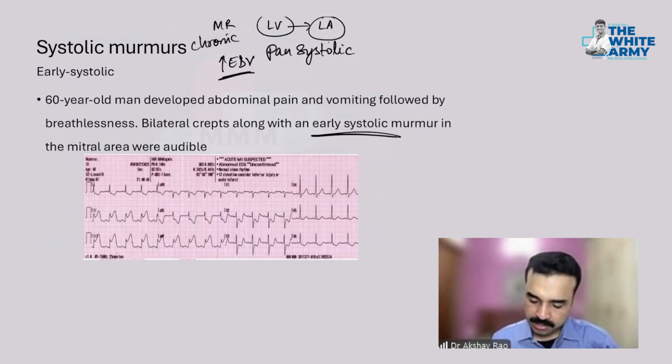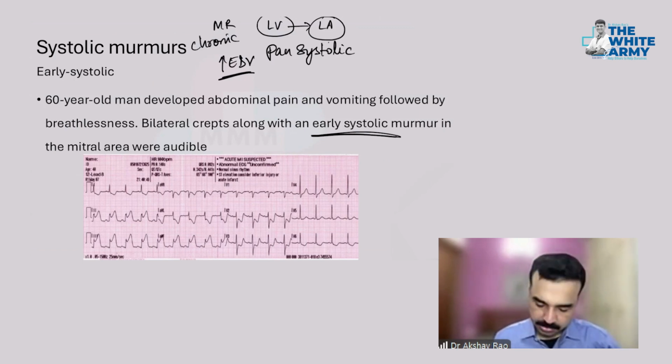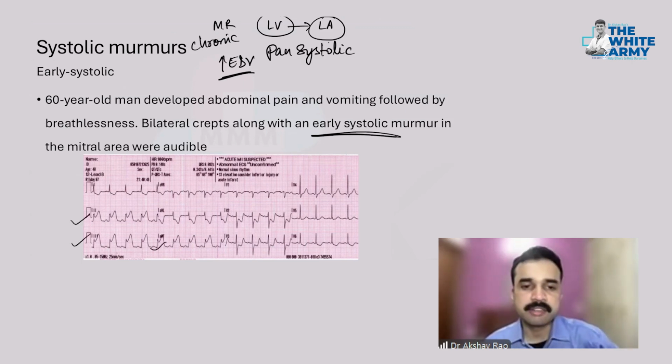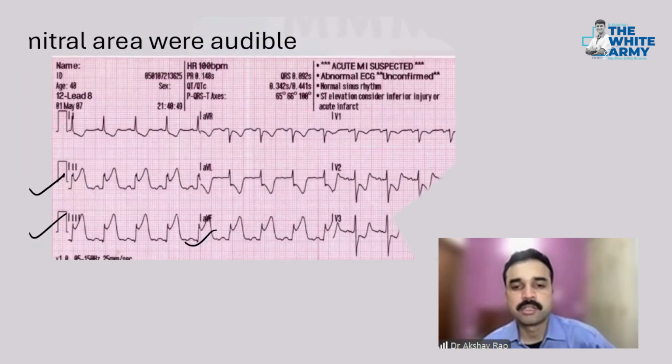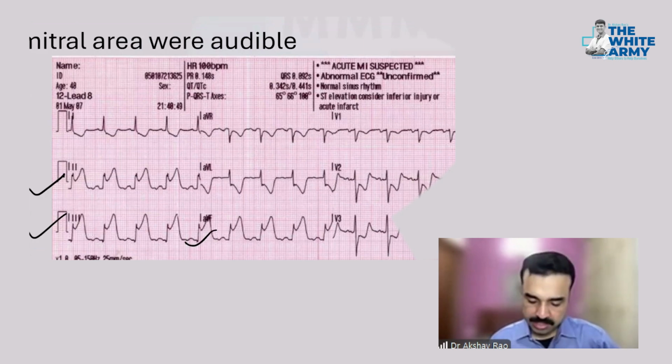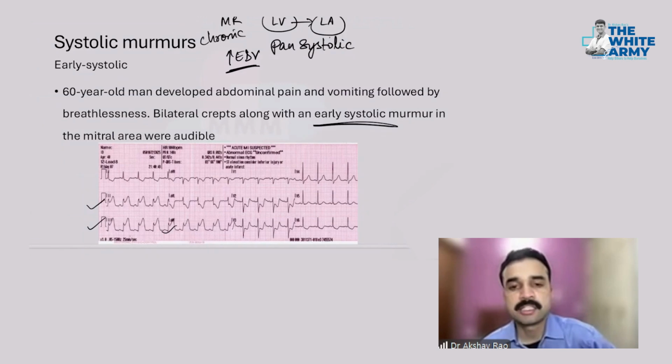But what if there is an early systolic murmur audible in the mitral area, with this kind of clinical picture and the ECG as shown? What can you make out in the ECG? There is ST elevation in 2, 3, and aVF. Clearly, there are ST elevations, right? I'll zoom it in for better appreciation. Leads 2, 3, and aVF are showing ST elevations, and the patient has also presented with abdominal pain and vomiting, consistent with inferior wall MI.